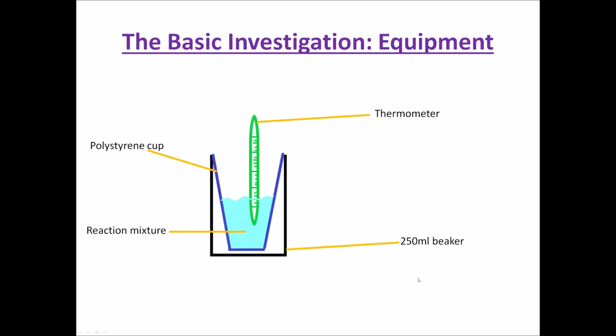Here's what your experiment might look like. This is my wonderful skills in Paint. So the black thing around the outside is our 250 milliliter beaker, and inside that we've stuck our polystyrene cup, and you will notice there is a gap between the polystyrene cup base and the base of the beaker, and that's there for a reason. We're going to come on to that later. The turquoise liquid is our reaction mixture, the blue is the polystyrene cup, and the green is our thermometer.